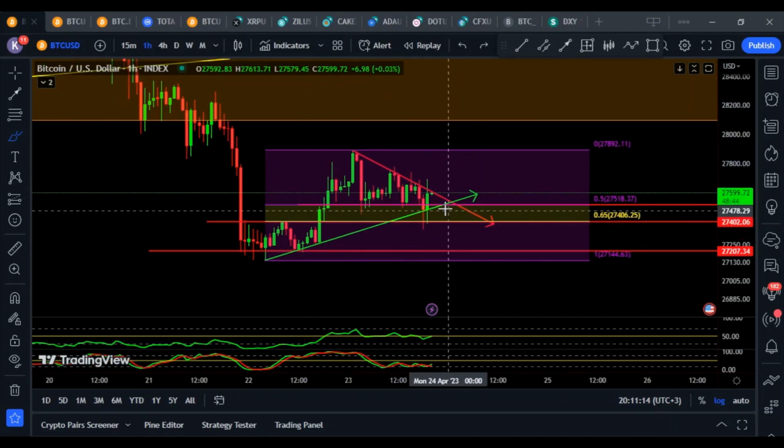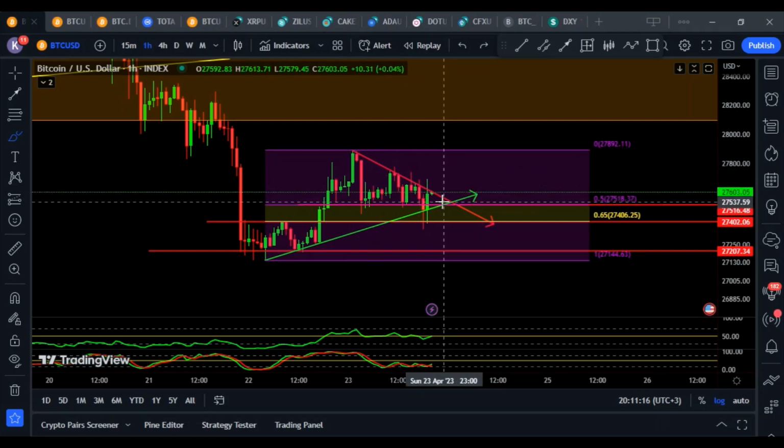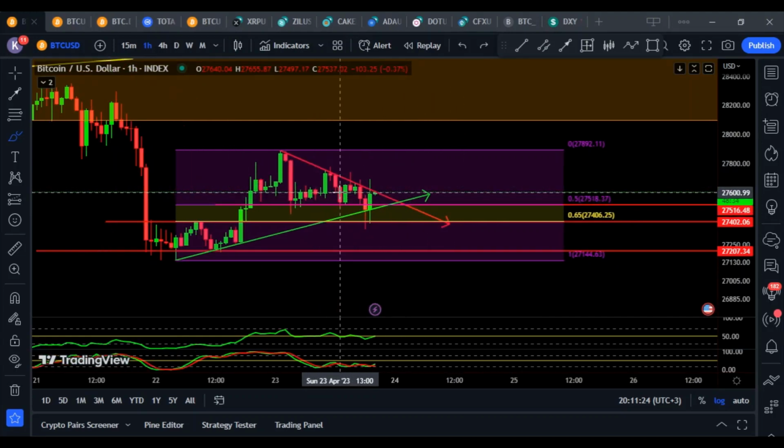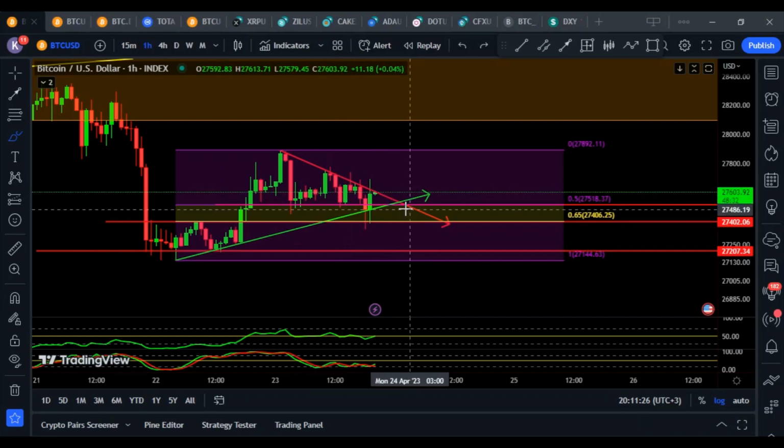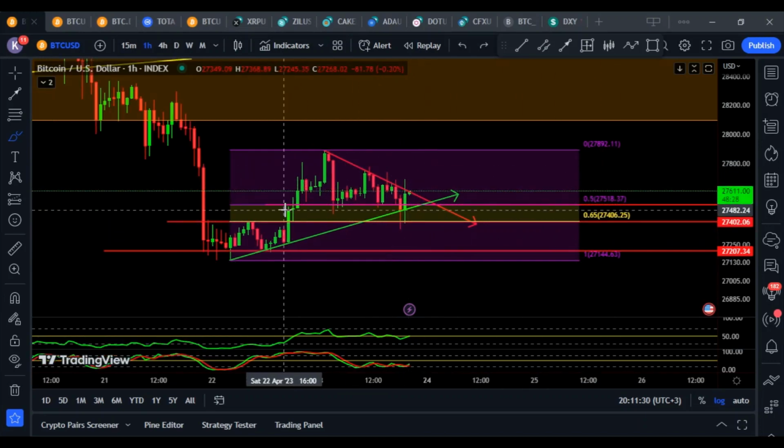Again, 5 hours. The green line is the support we're looking at, and the red line is the resistance we're looking at, and currently we are on top of this red line here, trying to push to the upside. So that is on the short time frame.